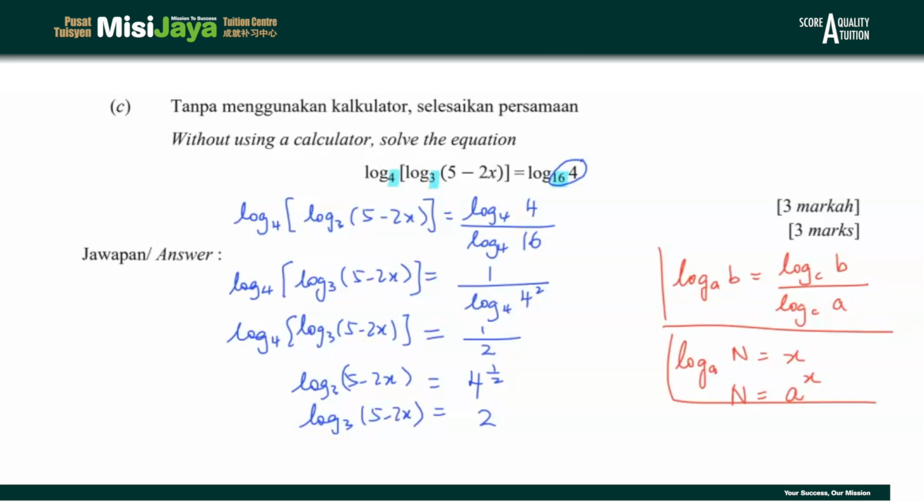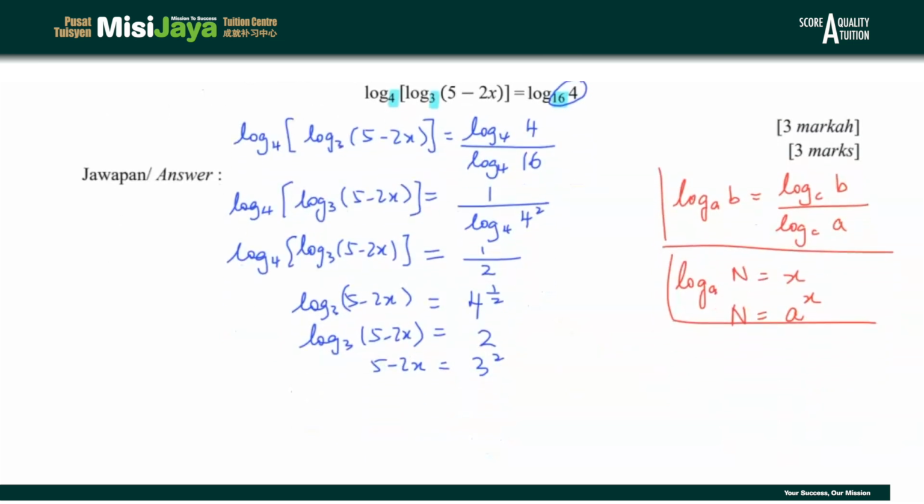And again, I'm going to change this to index form. So this 3, I'm going to move it over to the right side, so it becomes 3 power 2. 3 squared, so 3 becomes the base. And then this 3 squared is equals to 9, right? So 5 minus 2x.